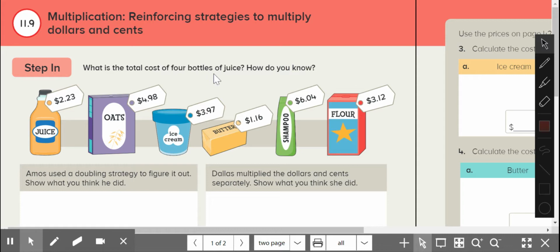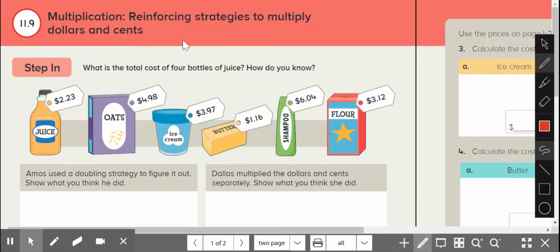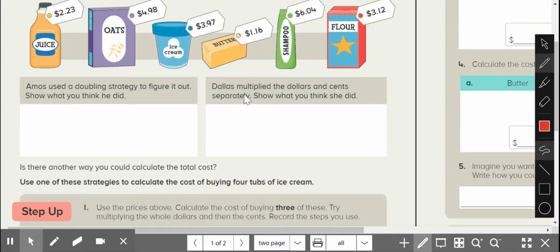What's the total cost of 4 bottles of juice? Just as a practice, Amos uses a double strategy. He's going to double, probably not $2.23, but he's probably going to double, thinking of it as $2.25. And so he'll do it that way. You could go 2 different ways. This person, Dallas is the name of the person, multiplied the dollars and the cents separately. Show what you think she did. All right, we'll go ahead and do these.